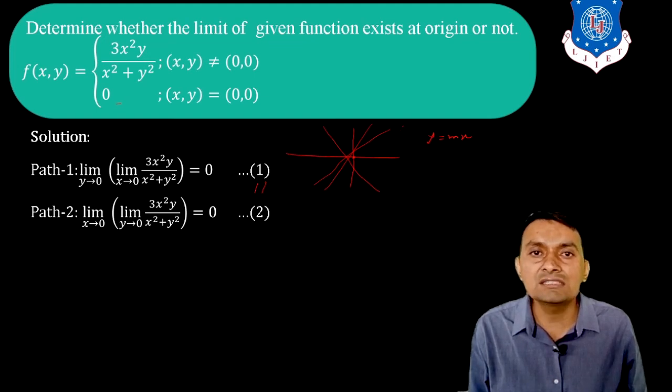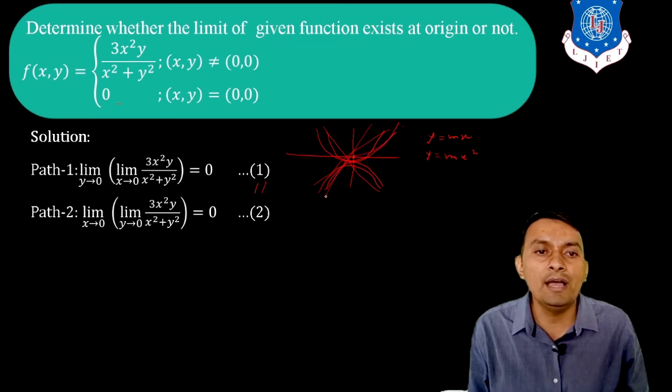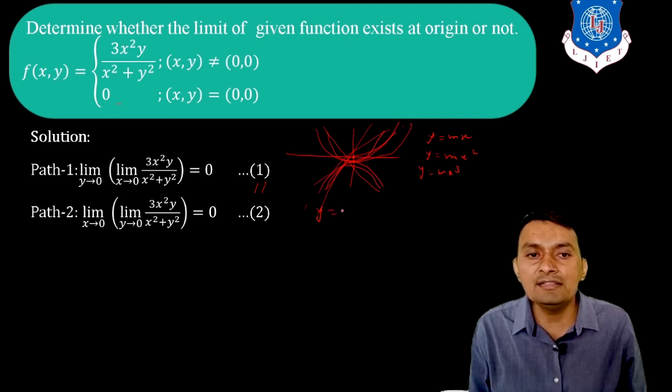Other curves are y is equal to x square, y is equal to minus x square. In general, y is equal to mx square also passes through the origin. Also y is equal to x raised to cube. In general, y is equal to mx raised to power 3. In conclusion, we consider all the curves which pass through the origin, and that is y is equal to mx raised to n, where n is greater than 0.